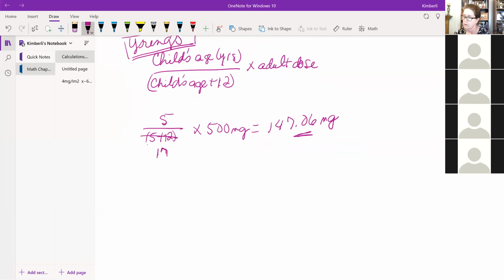So if 1 ml contains 400 milligrams, and we want to give the patient 147.06 milligrams. Professor, I think yes, it's 5 mLs per 400 milligrams. Thank you. You are correct.